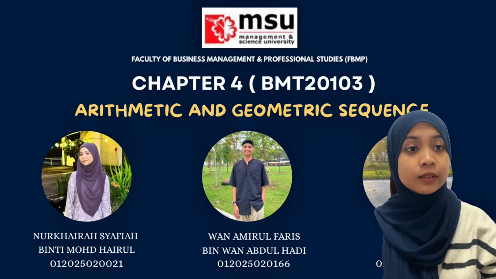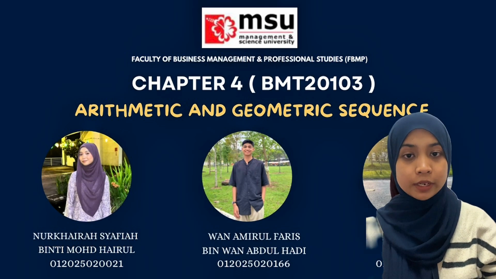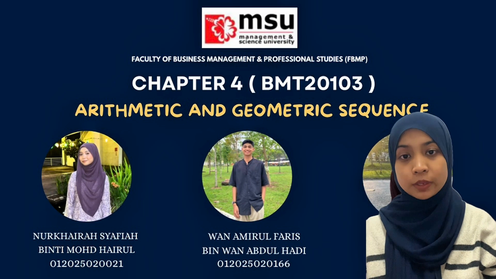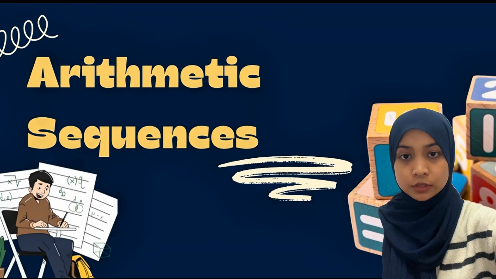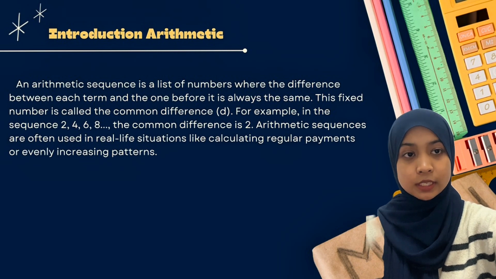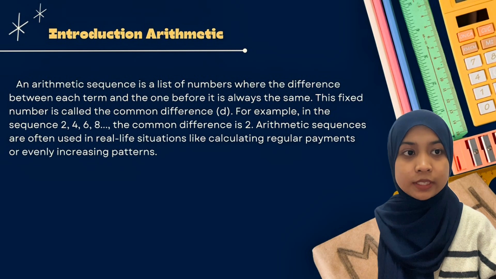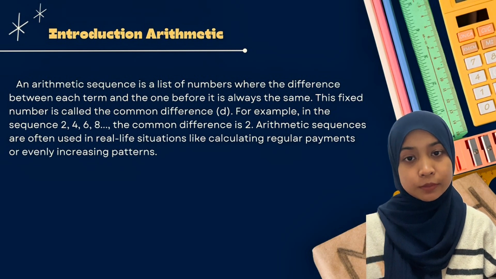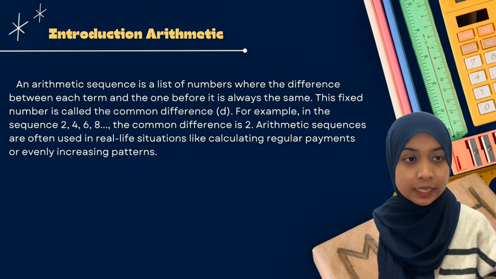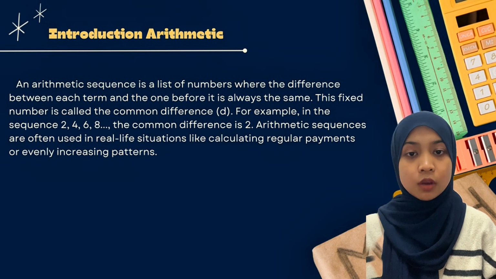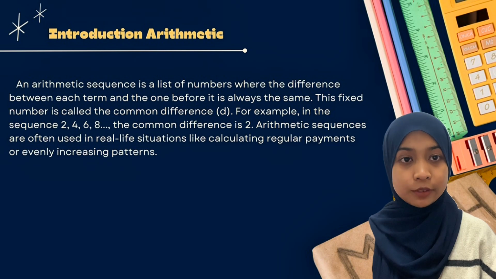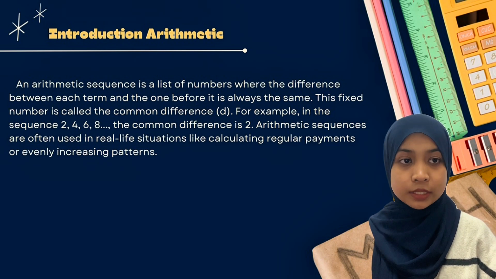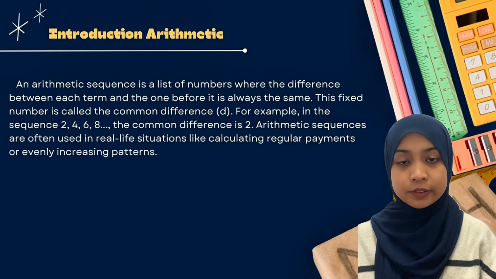Currently I'm taking business mathematics, and right now I'm going to explain to you guys the arithmetic and geometric sequences. For the first one, we're going to start with arithmetic sequences. An arithmetic sequence is a list of numbers where the difference between each term and the one before it is always the same. This fixed number is called the common difference, d. For example, in the sequence 2, 4, 6, 8, the common difference is 2. Arithmetic sequences are often used in real-life situations like calculating regular payments or evenly increasing patterns.